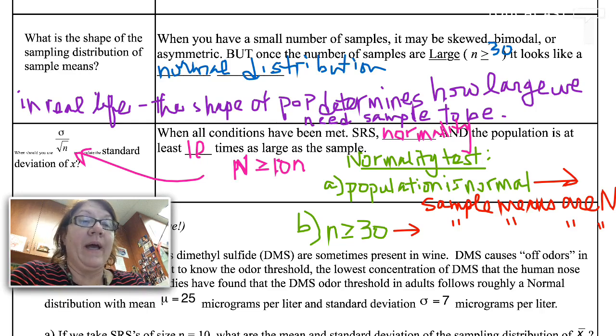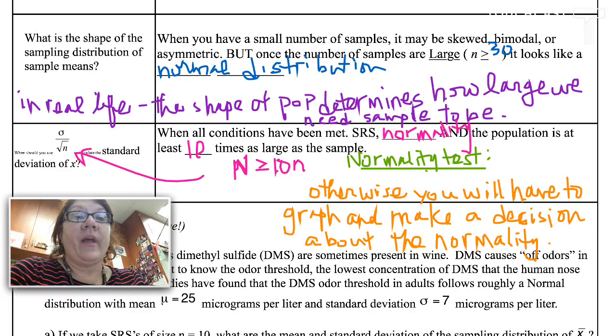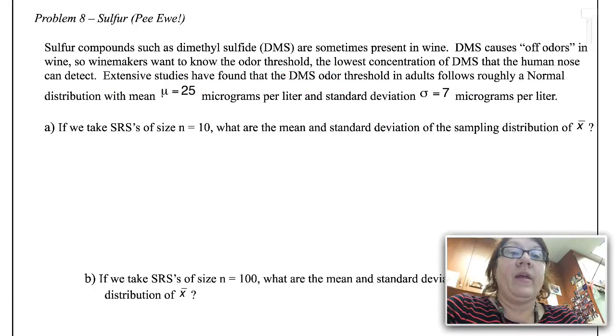If I don't have either of those, I'm going to have to graph my data and make a decision about normality as best I can. And we'll see some of these examples, so you'll have an opportunity to look at what happens when it doesn't give me the population is normal or the sample size is big enough. So make sure you've stopped, paused long enough to actually read this prompt.